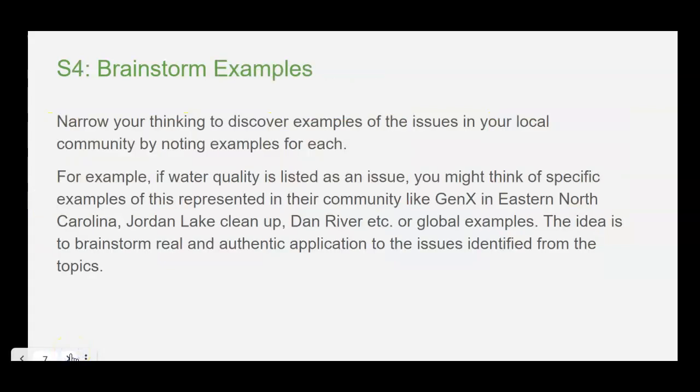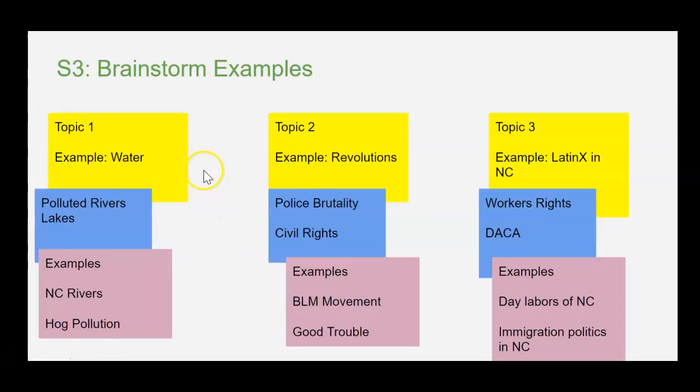The next thing is to brainstorm examples. So we got to narrow the thinking on this and really start exploring examples of this in your local community. For example, water quality. If water quality is what I'm working with, then I want to think about specific examples that is represented in North Carolina. And I really want to keep in mind that I want these to be authentic and something that the kids will be interested in exploring. So here are some of my brainstorm examples for each of these topics.